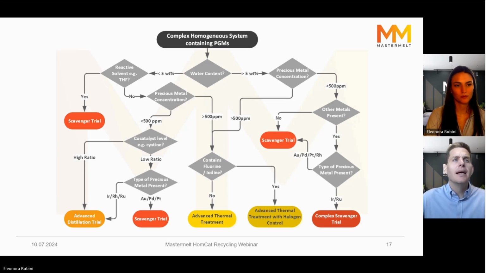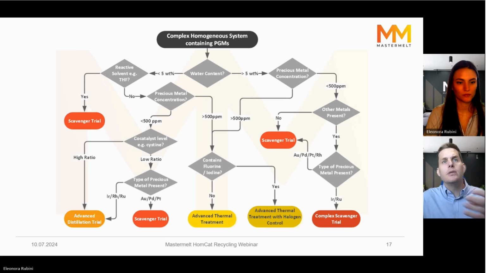And if we go back and there's no solvents present, then the next question we ask ourselves is, what's the PGM concentration? If it's less than 500 ppm, the next thing we look at is, are there any co-catalysts, and what levels are these co-catalysts? If we say here it's a high ratio of co-catalyst, then the most appropriate technology to use next is an advanced distillation trial.